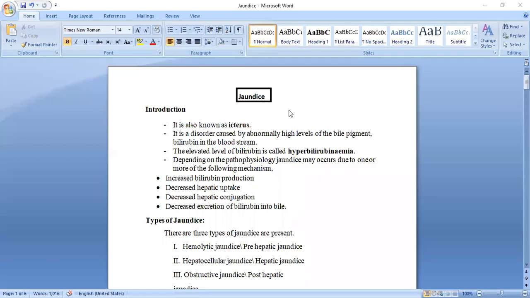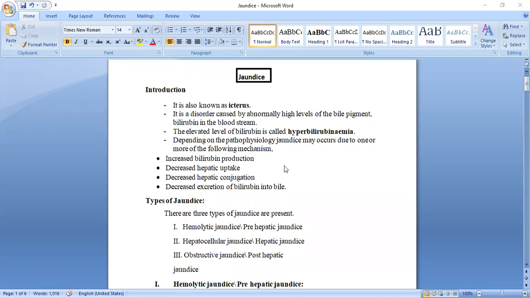Okay. Today we are going to see jaundice. It is also known as icterus. It is a disorder caused by abnormally high levels of bile pigments, that is bilirubin and biliverdin, in the bloodstream. The elevated level of bilirubin is called hyperbilirubinemia. Hyperbilirubinemia means high levels of bilirubin in the blood.